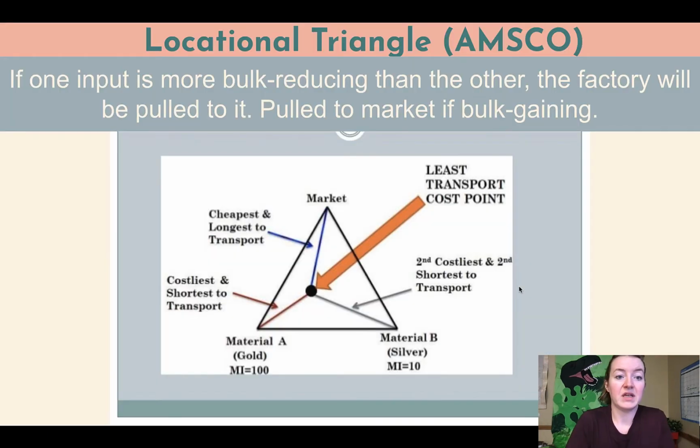Okay, so looking again at the locational triangle, and remember that this is related to Weber's least cost theory. If one input is more bulk reducing than the other, the factory will be pulled toward that more bulk reducing input. It is pulled toward the market if it's bulk gaining. Because again, remember that has to do with transportation costs. Where is it heaviest? Because we're going to have it in the factory closest to where it's heaviest, because transportation to the final step, to whatever the next step is, is the most expensive aspect that's going into this, and it's most expensive when it's heavier.